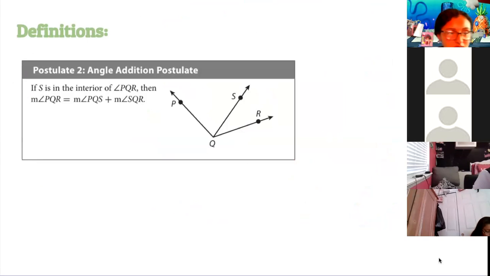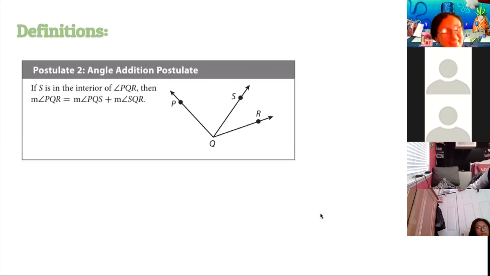Postulate: angle addition postulate. If S is in the interior of angle PQR, then the measure of angle PQR is equal to the measure of angle PQS plus the measure of angle SQR. Awesome. Nice job reading all those symbols.